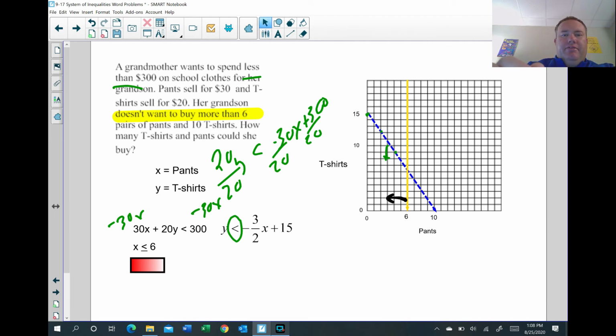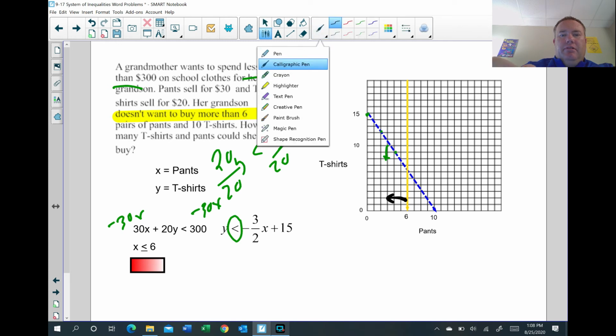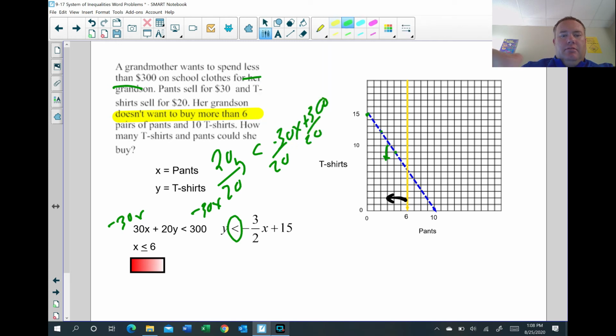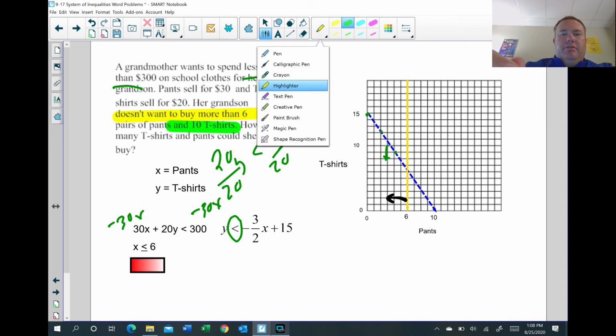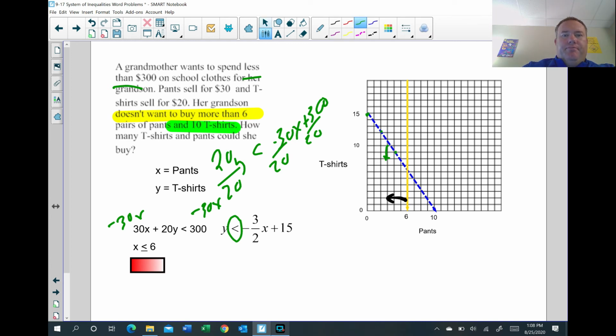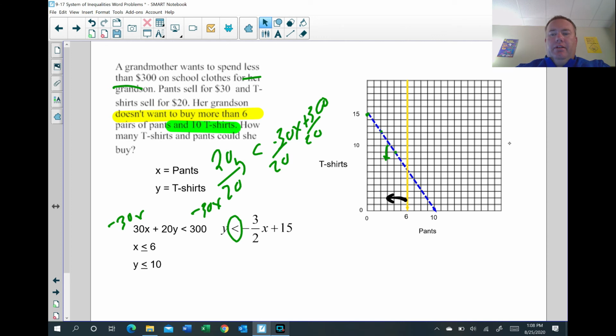All right, from there, as we did before, when we looked at this, he wants no more than 10 t-shirts. So when we're looking at this one, no more than again means less than or equal to. But now we're talking about t-shirts, so we're talking about y. Y is equal to is going to be a horizontal line because it has a slope that is flat. It's going to be where the y coordinate is 10. Less than or equal to tells you solid, and we're going to shade down.